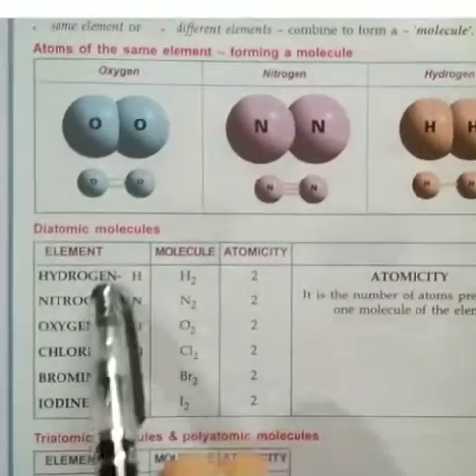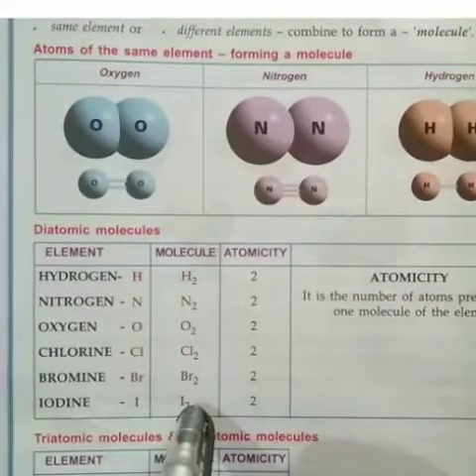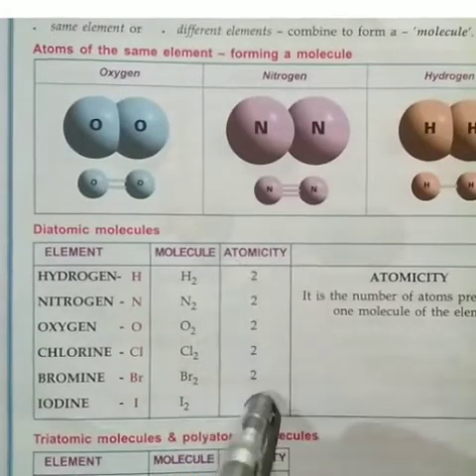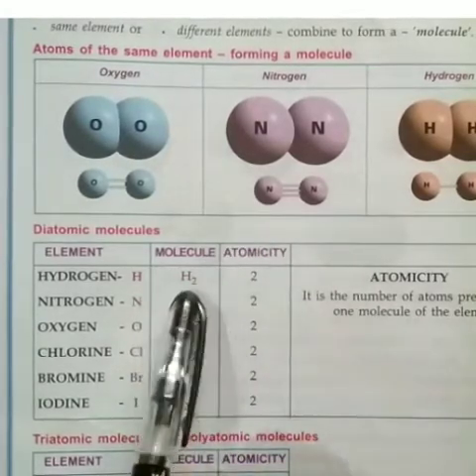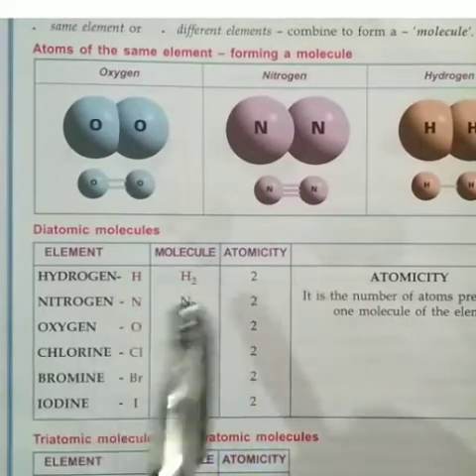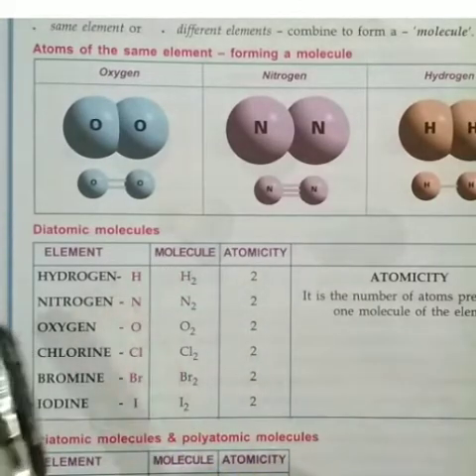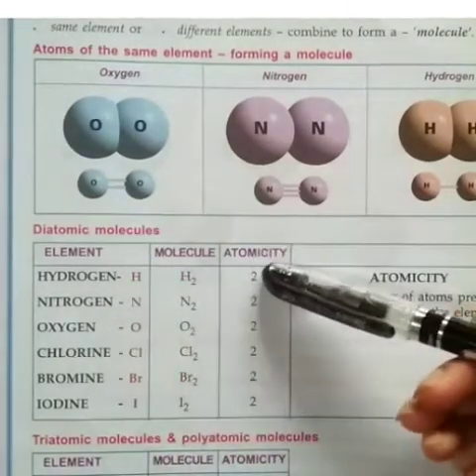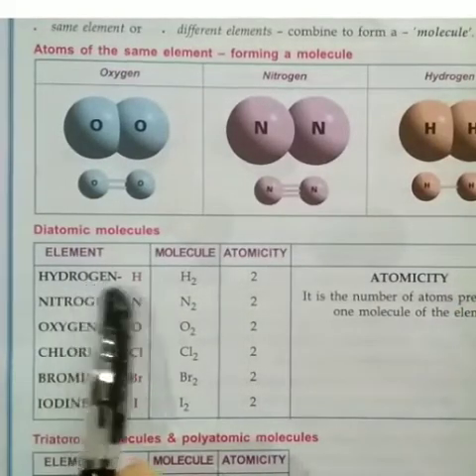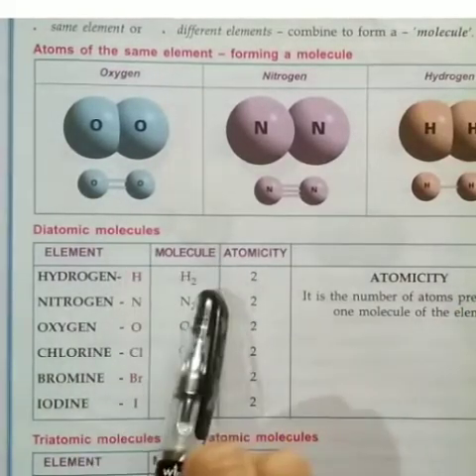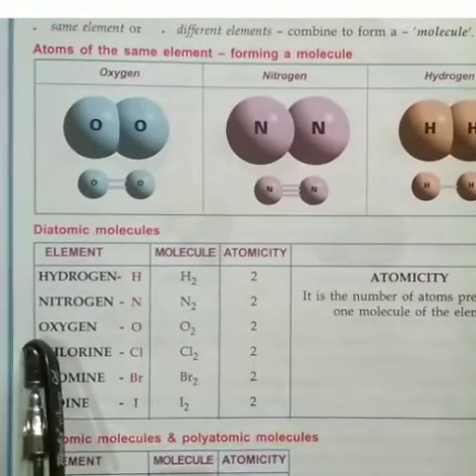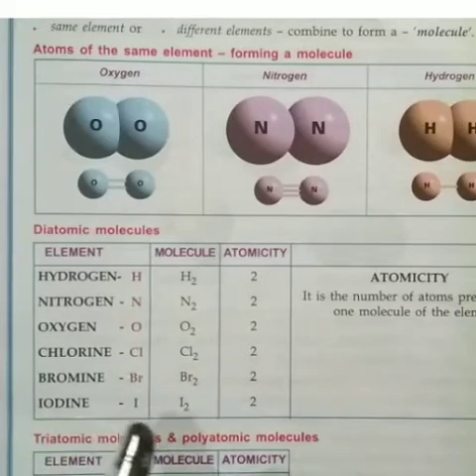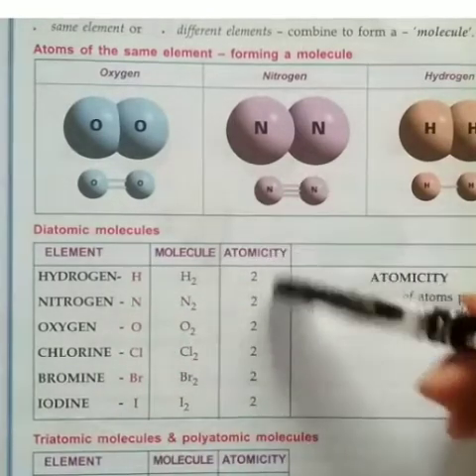For example, these are the elements, these are the molecules, and this is their atomicity. Now what is atomicity? Atomicity is the number of atoms present in one molecule of the element. Here you can see two atoms are present, so the atomicity is 2. Hydrogen has the molecule H2, nitrogen N2, oxygen O2, chlorine Cl2, bromine Br2 and iodine I2, and their atomicity is 2.